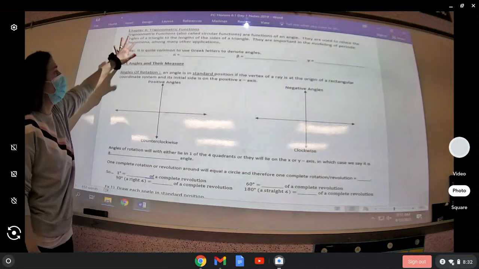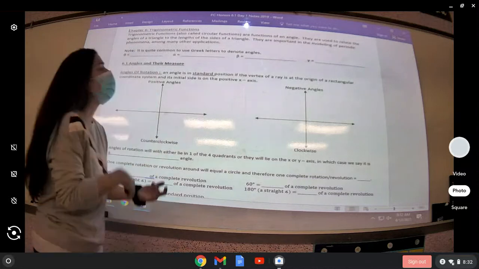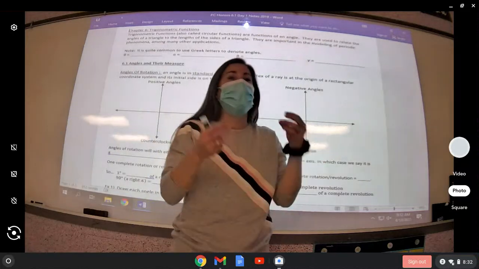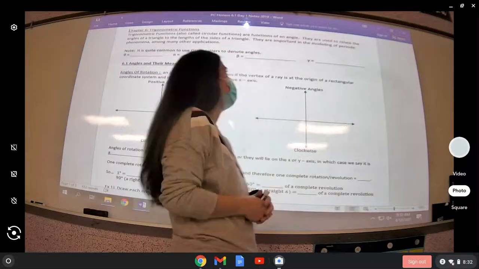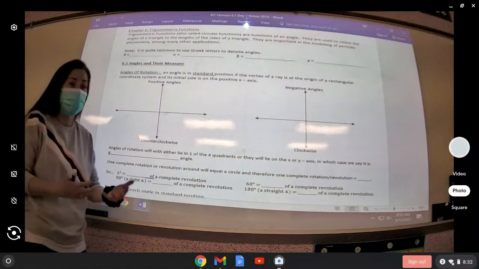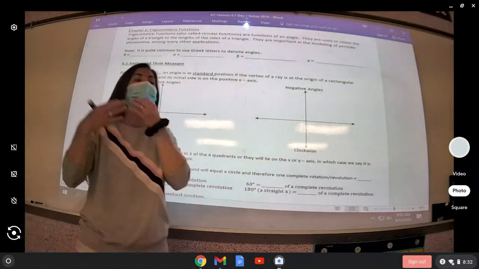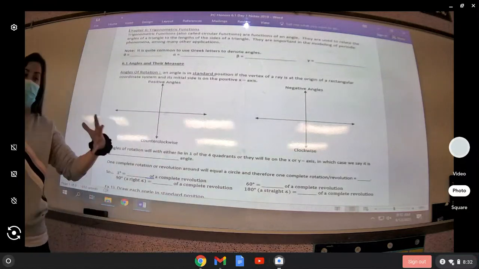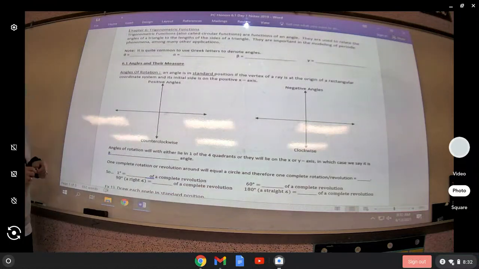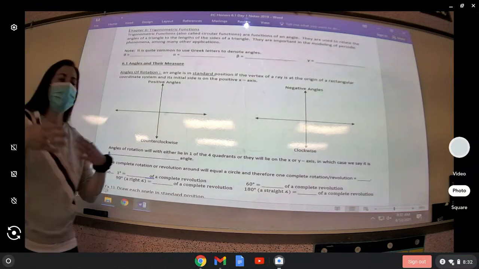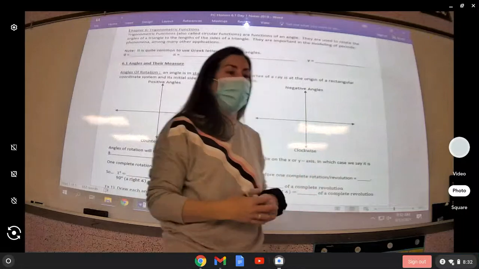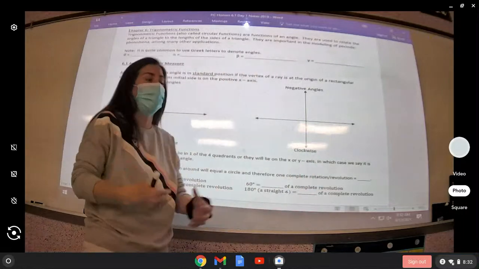Trigonometric functions, also called circular functions, sine, cosine, tangent, are functions of an angle. So these are functions that depend on an angle measurement. They are used to relate the angles of a triangle to the lengths of the sides of a triangle, right? SOHCAHTOA, sine, opposite over hypotenuse. The measure of that angle depends on the length of the sides. They are important in the modeling of periodic phenomena, among many other applications. So anything that repeats over and over again, we can use trig functions to model, because they are periodic, they are repetitive.